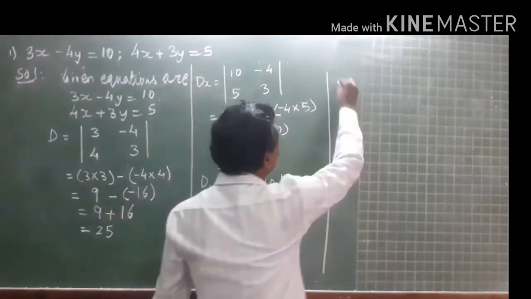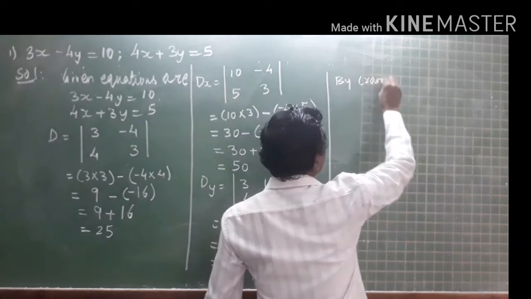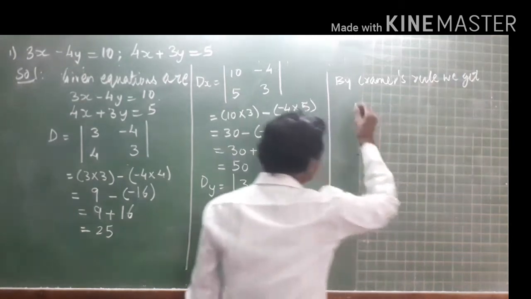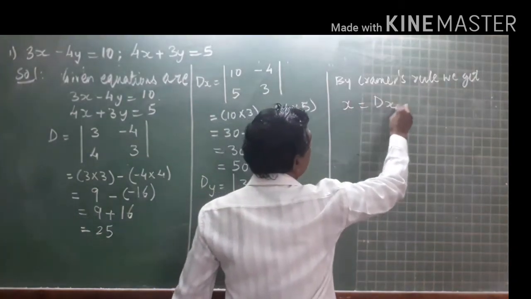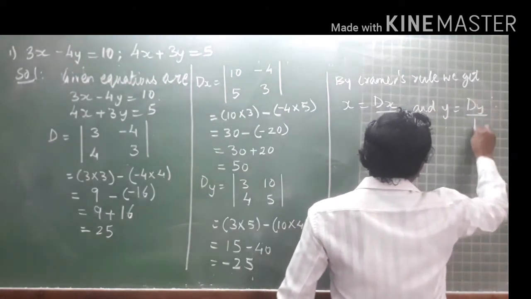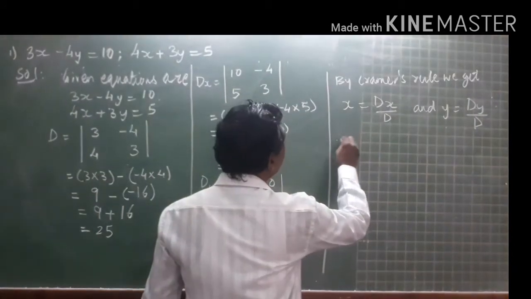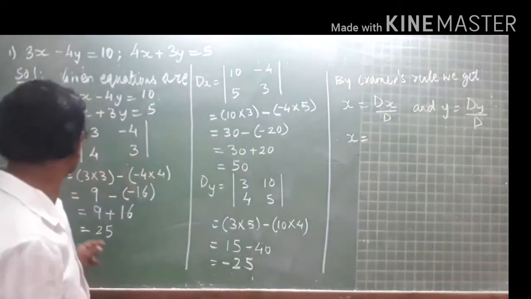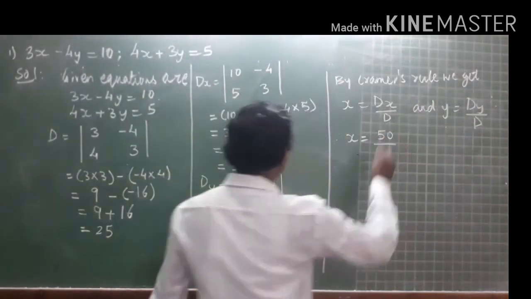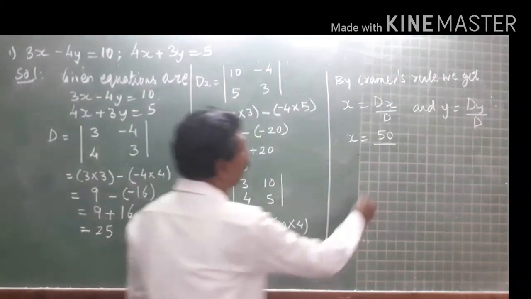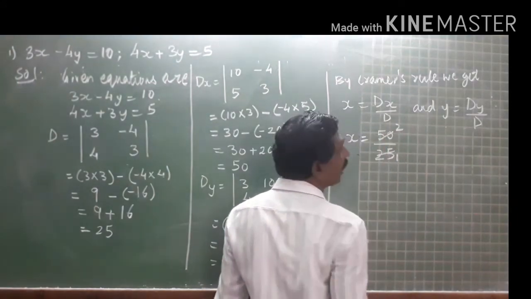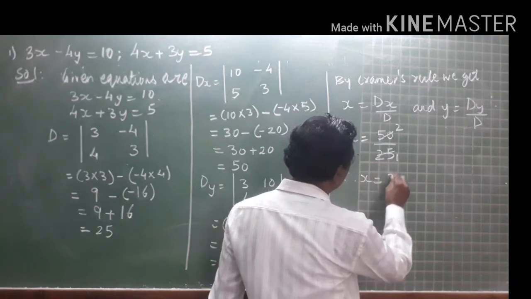By Cramer's rule, we get x is equal to dx upon d and y is equal to dy upon d. Therefore, x is equal to, what is the value of dx we got? We got the value of dx as 50. What did we get the value of d? The value of d is 25. 25 ones are 25, 25 twos are 50. Therefore, x is equal to 2.